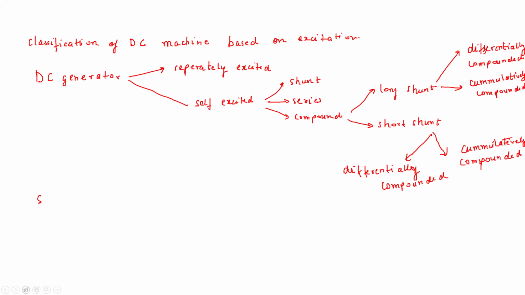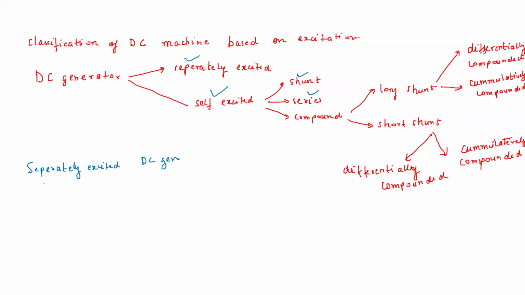So I will be discussing today this, and this. Compound long and short shunt is not in this week. So I'll maybe discuss it in the next week. Okay. So in today's class, I'll be discussing these four. So separately excited DC generator.